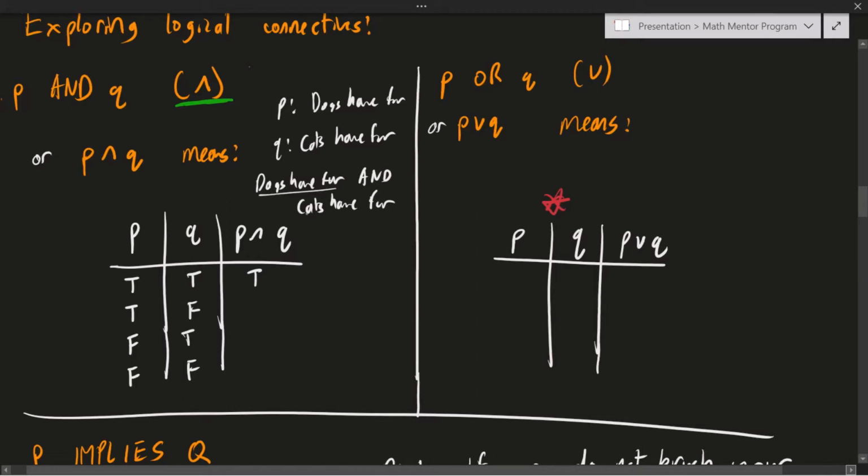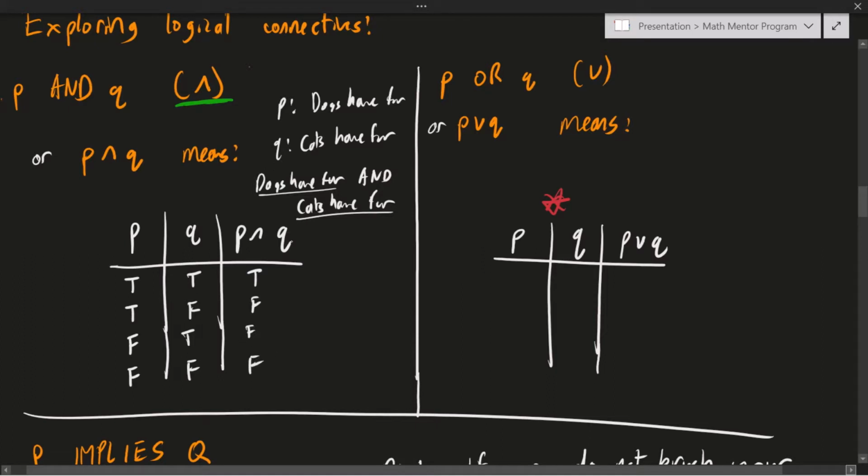On the other hand, if either one of them was false, for example, let's say there was such a cat that did not have fur, I think that such a cat does exist actually, then this statement would no longer be true. So this really tests whether both instances, P and Q, are true.